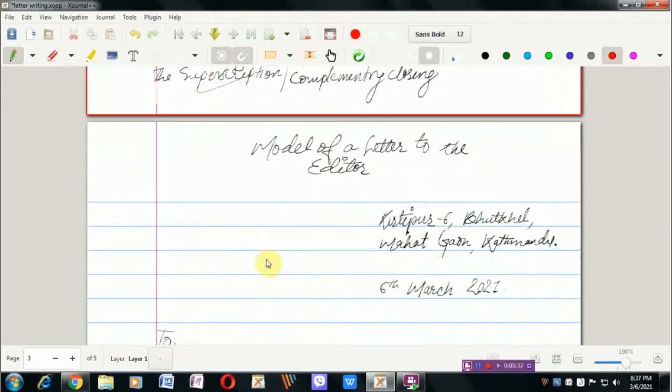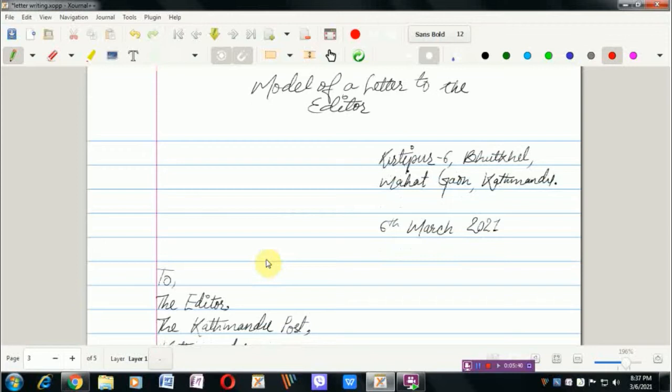Now here you can see a model of a letter to the editor. Here I'm writing a letter to the editor about the problem of drinking water in our locality. In a letter to the editor, we write on such issues, such problems.